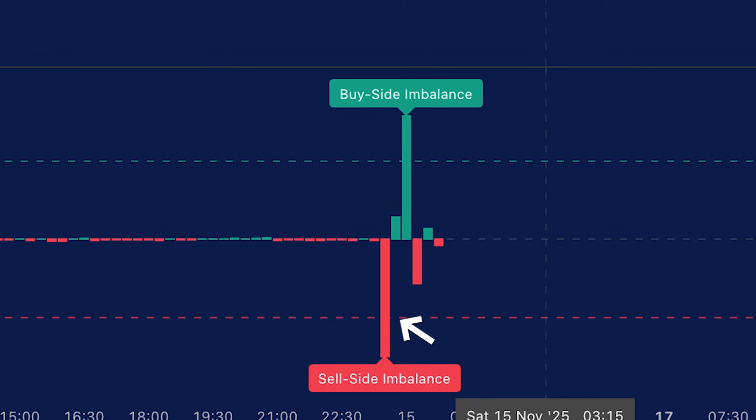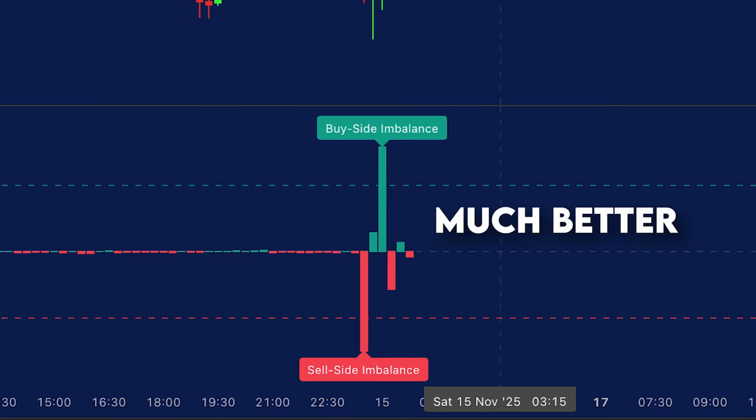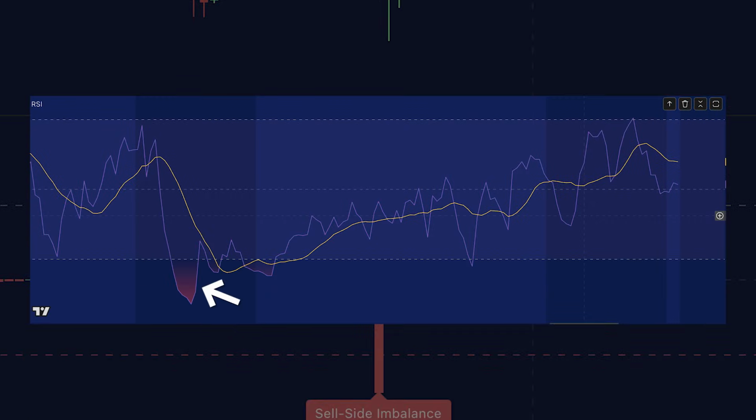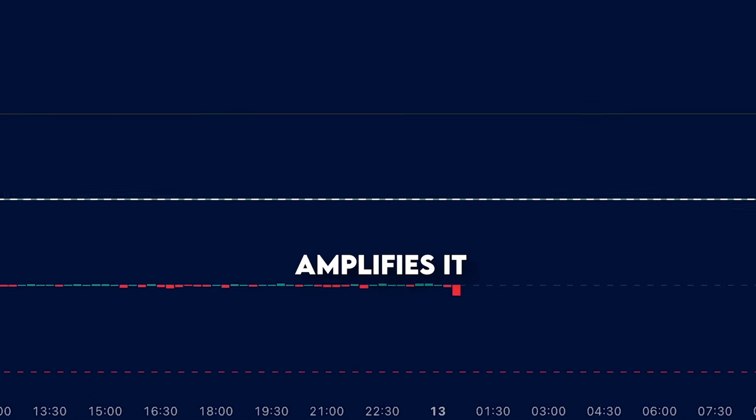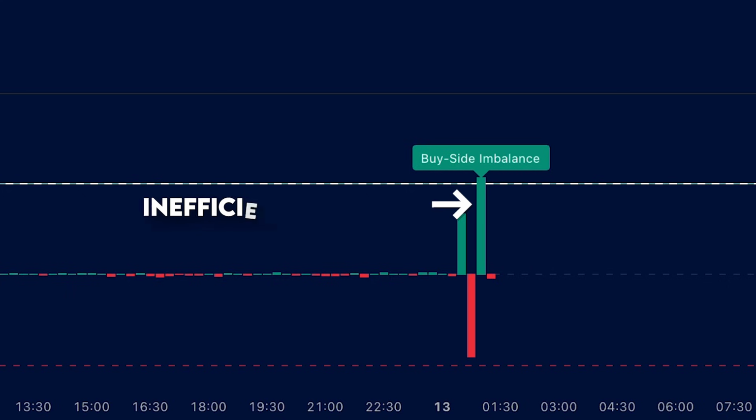Now this isn't your regular momentum oscillator. No, this is much better. Most indicators just show you price displacement, but this one measures the most recent price move and amplifies it only when volume is below its own trend, catching inefficient displacements that are prone to mean reversion. Let me show you how it works.